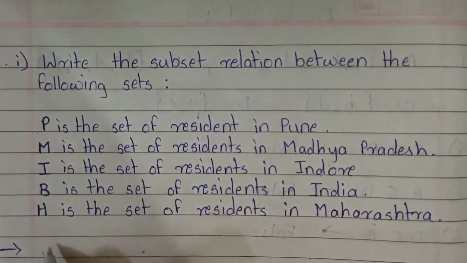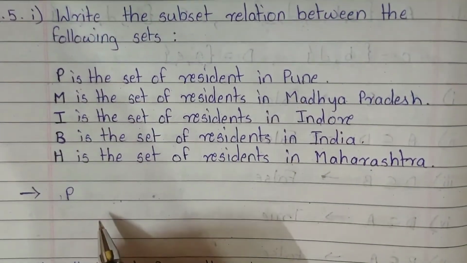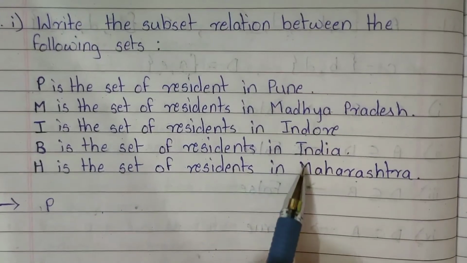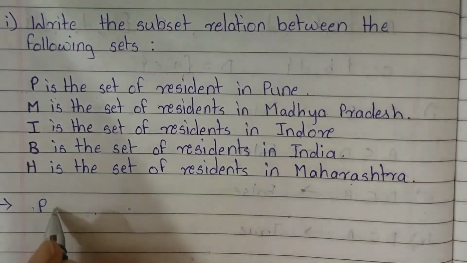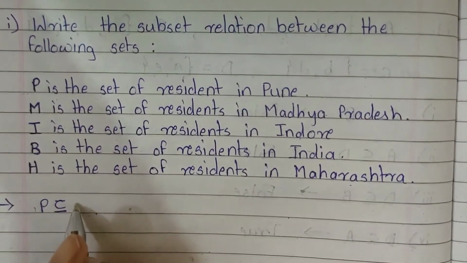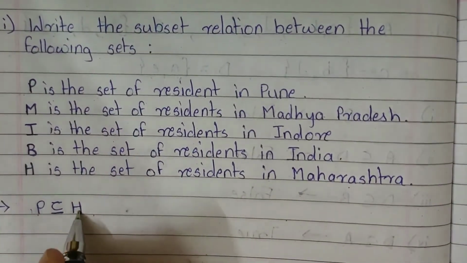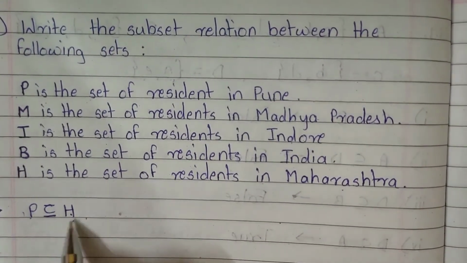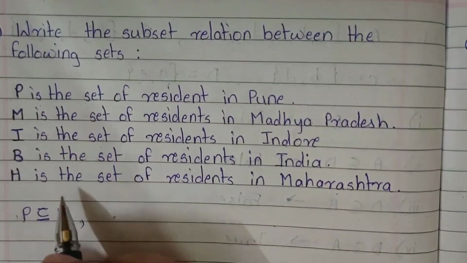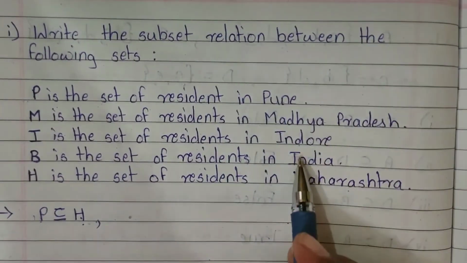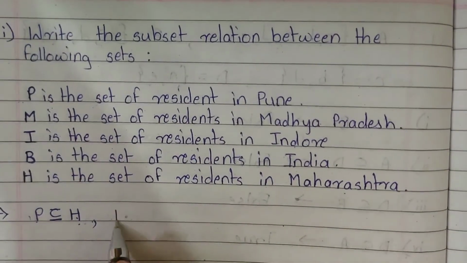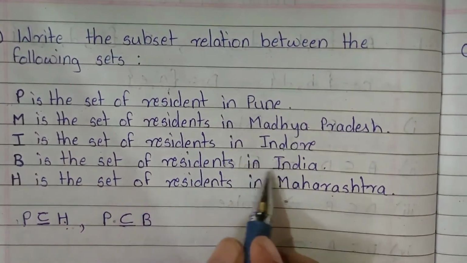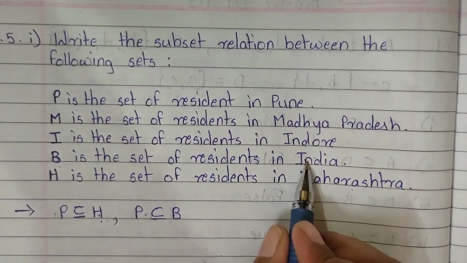Now let's start with P. We know that the residents in Pune are also residents of Maharashtra. Where is Maharashtra? H. So I will write P is a subset of H, meaning every element of set P is an element of set H also. As well as, residents in Pune are also residents of India. So I will write P is a subset of B, where B is representing set India.